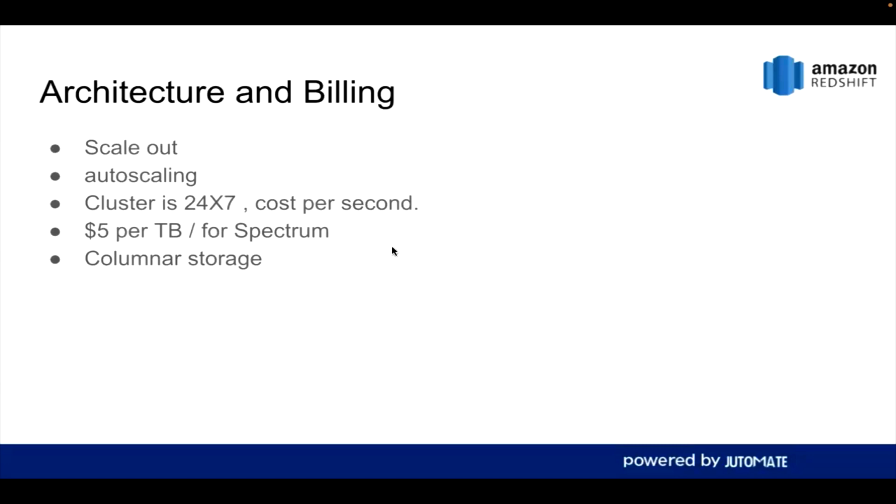Spectrum is essentially a feature inside Redshift that allows you to process data on S3 and you pay as you go, $5 per terabyte. And the storage is typically stored as columnar storage.